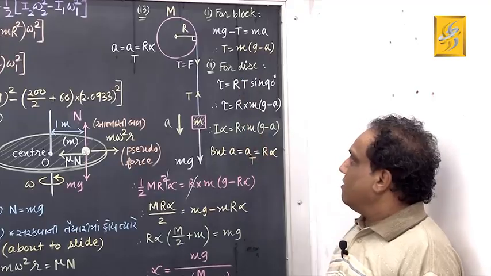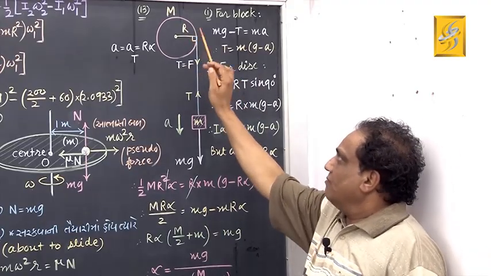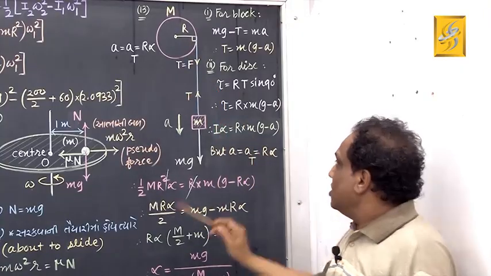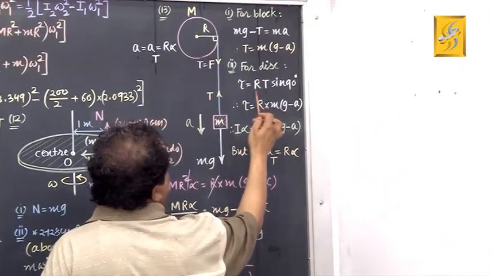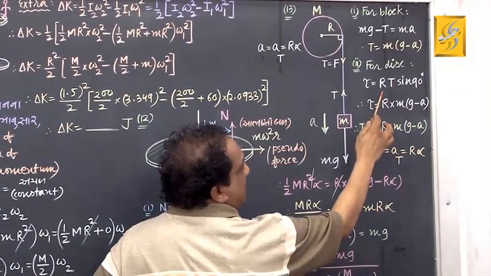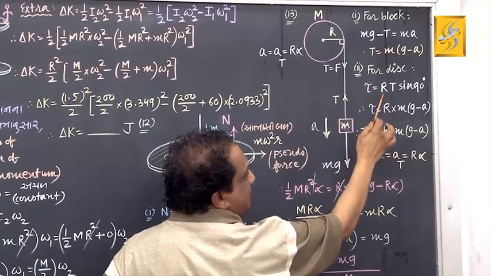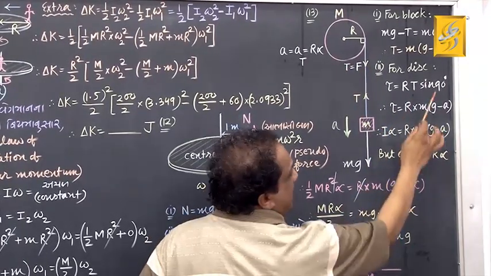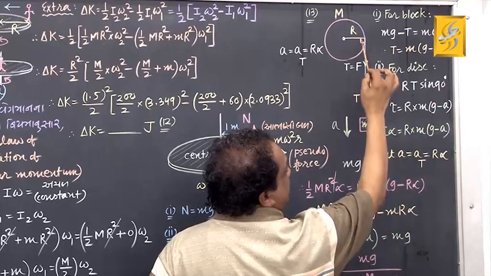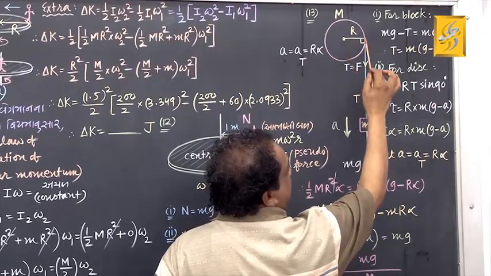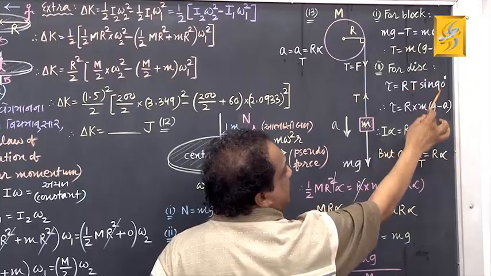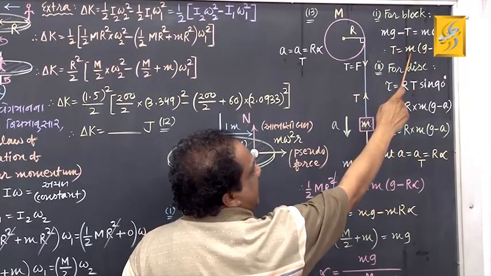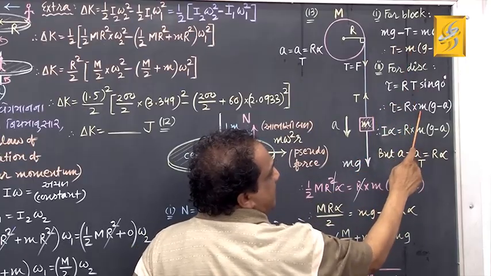Now for the disc, because it is performing rotational motion, there must be some torque exerted on the disc. You know the formula of torque? Tau equals r F sin theta. Instead of small r, I am putting the radius of the disc, which is capital R. Instead of F, I am putting capital T, which is the tangential force. And sin theta, theta is 90 degrees. The angle between this position vector and this force, you can see it is 90 degrees. This R as it is. What about capital T? It is m into g minus a. Capital T is m into g minus a.